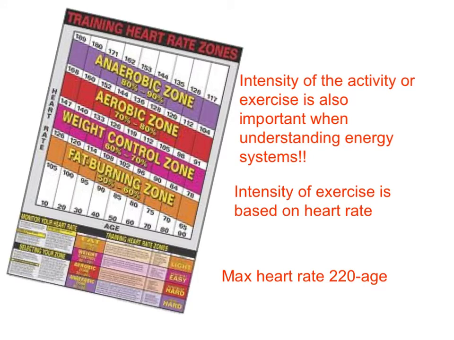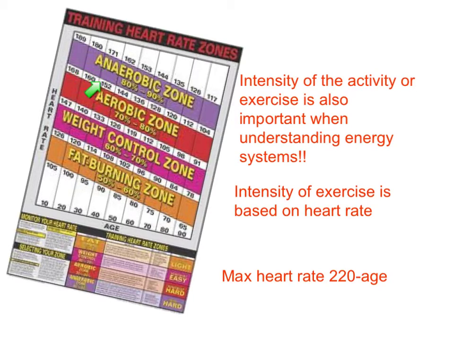So when we are looking at training our aerobic or anaerobic system, we need to understand the intensity of exercise. Intensity of exercise is based on our heart rate, and it's a percentage of our maximum heart rate. Our maximum heart rate is 220 minus our age. So if I was 20, you could see 220 minus 20 would be 200. So for aerobic training, when our oxygen supply is meeting our demands to provide the energy, that would be between 160 and 140 beats per minute.